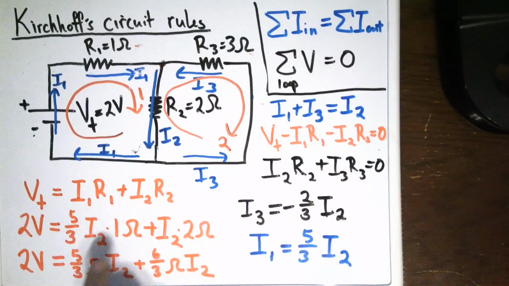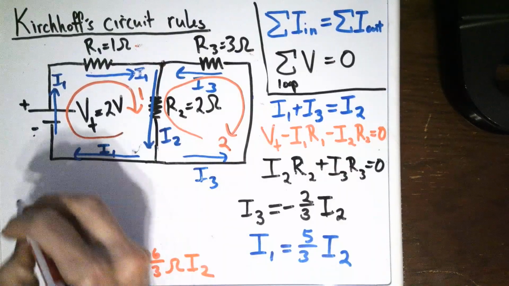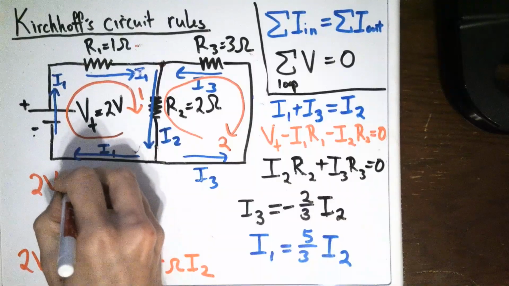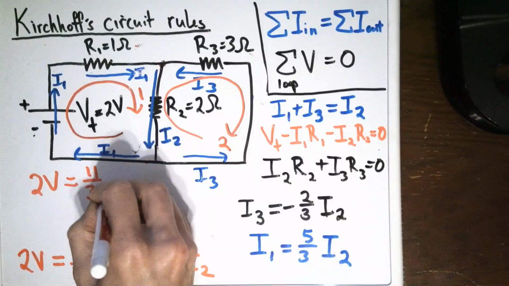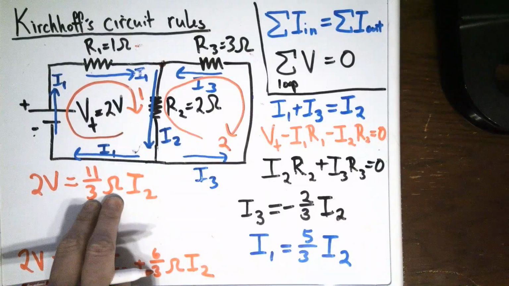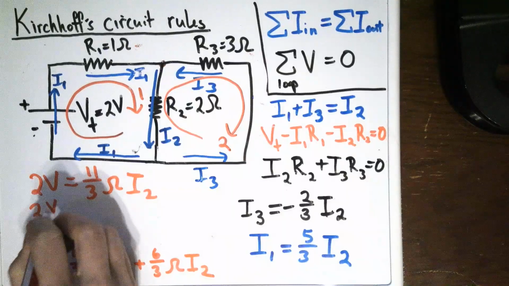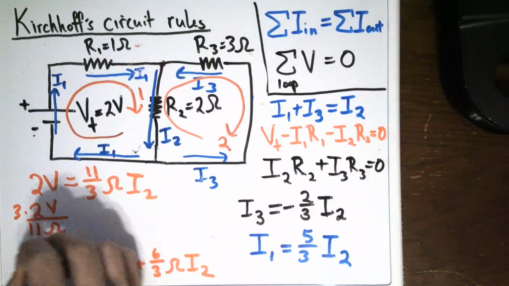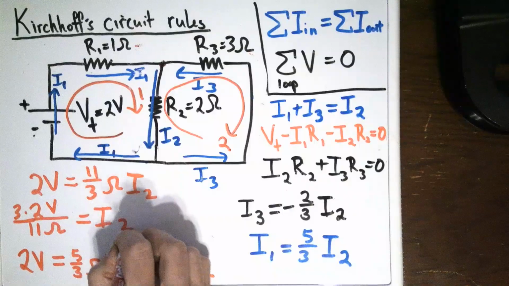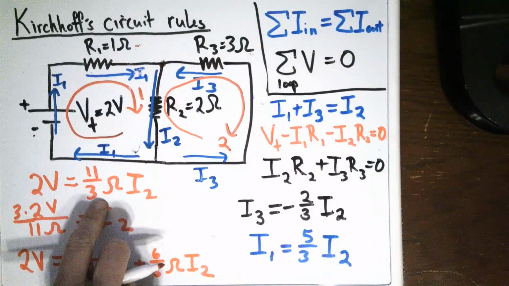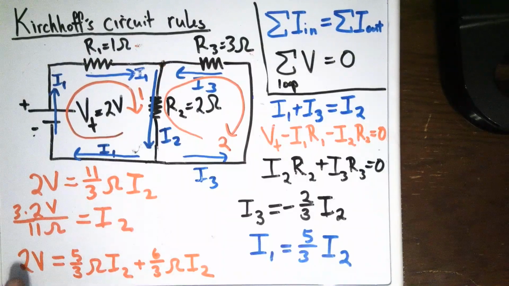I'm going to erase this and then rewrite it because I've run out of space. Alright, so 2 volts, that's this, 5/3 ohms I2 plus 6/3 ohms I2, that's going to be 11/3 ohms I2. I'm going to divide by 11/3 ohms, so I will have over here 2 volts divided by, I guess we'll multiply by 3, divide by 11 ohms here, equals I2. So I just divided by 11/3 ohms over here, and the 3 came up because I was dividing, 11 came down because it was multiplying over here.